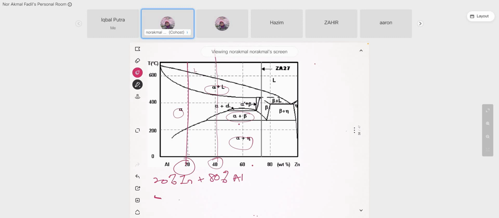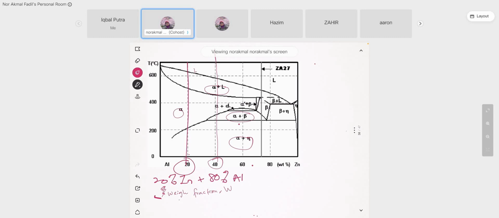Okay, the question asks what is the weight fraction, weightage or weight percentage, weight fraction tu kan, which is symbol W or M. Okay, this value, how to determine the temperature? The objective of this is we would like to know whether or not you understand how to determine weight fraction at a specific temperature.